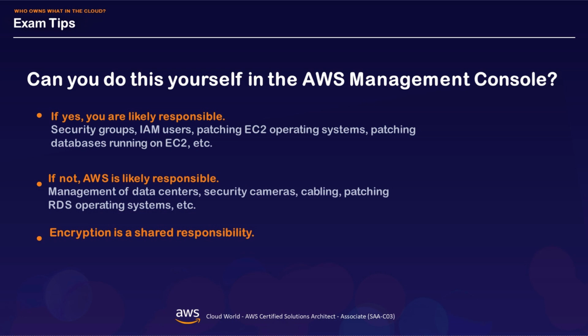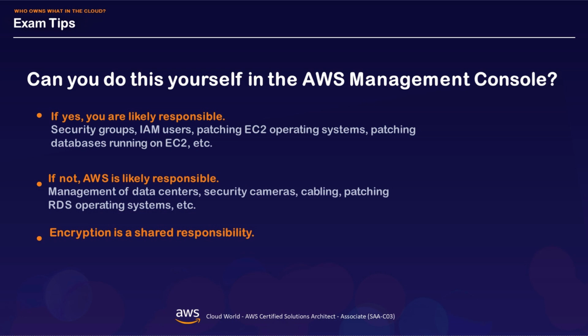When you get a scenario question talking about who's responsible for what, ask yourself, can you do this yourself in the AWS Management Console? And if you can, then you're likely responsible. For example, security groups, IAM users, patching your EC2 operating systems, patching your databases running on EC2, etc. Because you can do this in the AWS console, you are going to be responsible. And again, if you don't understand what any of those words mean, don't worry about it. We are going to cover it off later on.